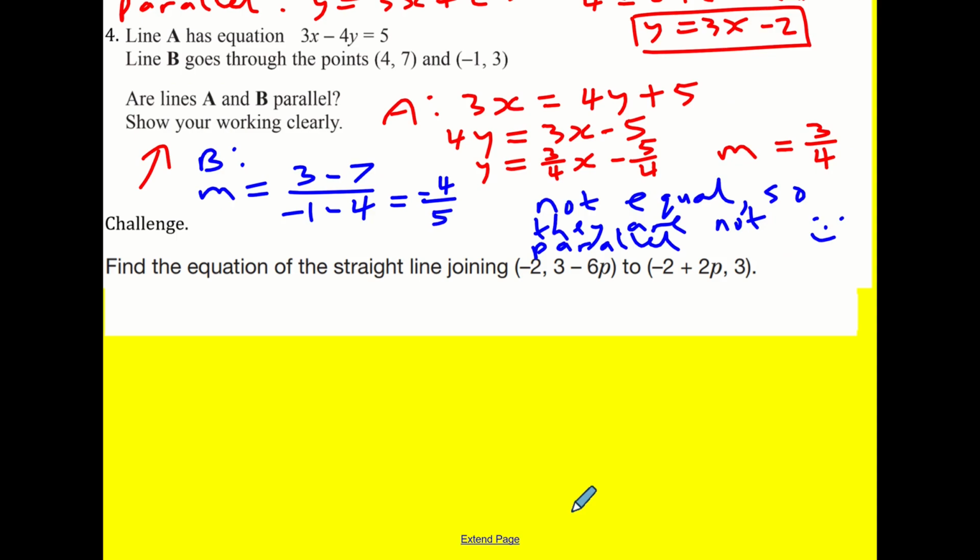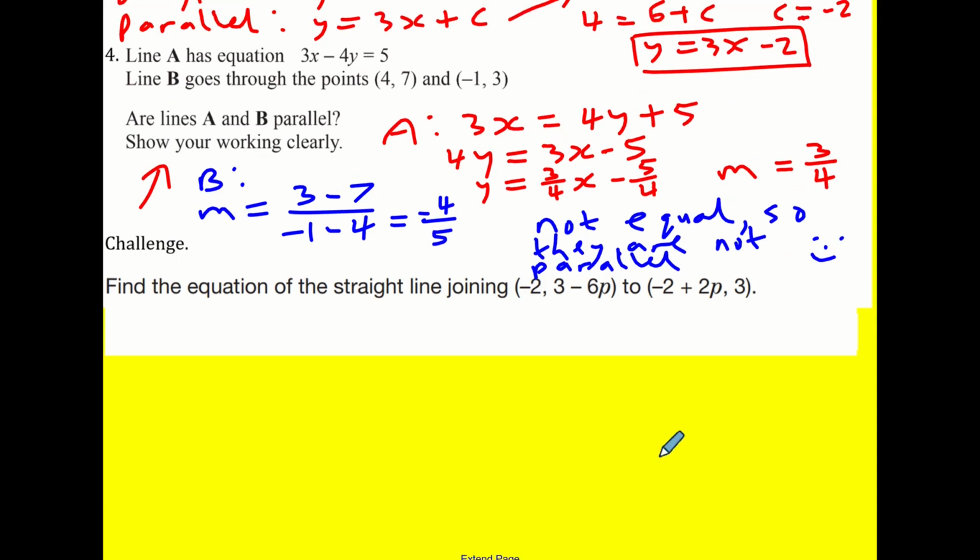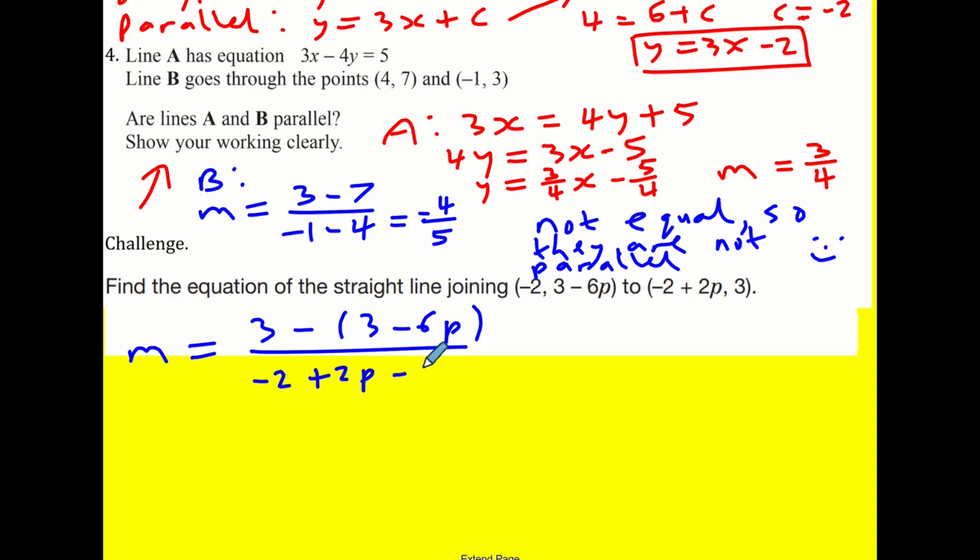And finally, this question is actually a bit like the super challenge I gave in my lesson on finding equations of lines through 2 points. But instead of it being general, I've now got it in terms of P. So it's a bit nicer, but it's still very challenging. Have a go. Okay, first things first. M is going to be y2 minus y1 over x2 minus x1. So just look at the negatives and be really careful.